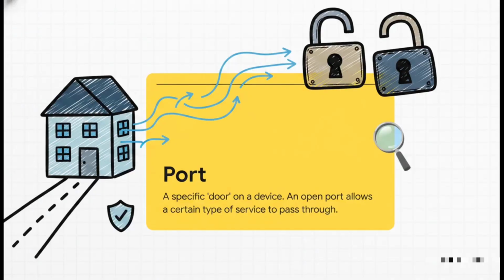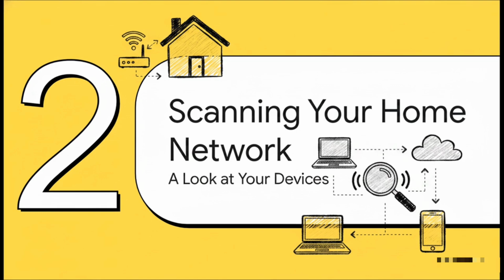So if the IP address is the street address of that building, then what's a port? Well, a port is basically a specific door or a window on that building, and an open port, that's just an unlocked door, one that's intentionally left open so a certain type of communication can get through. All right, that's enough theory for now. Let's make this practical. We're going to start in a place that's nice and familiar, your own home network. Let's see what we can find, shall we?